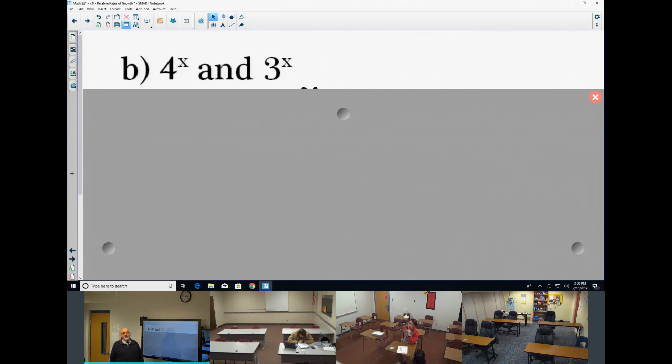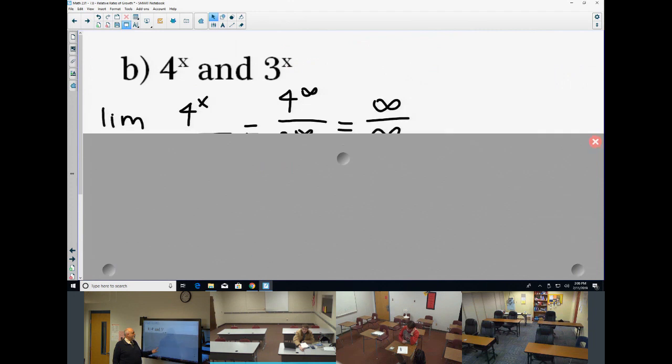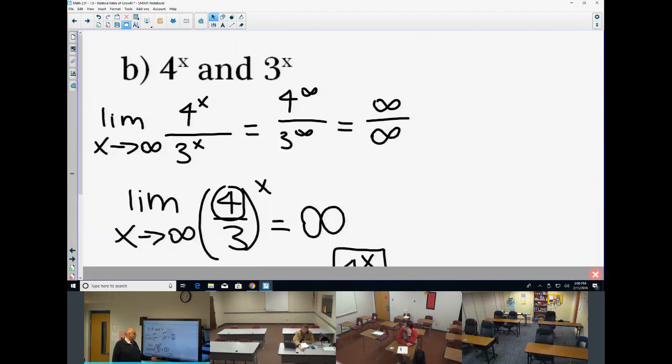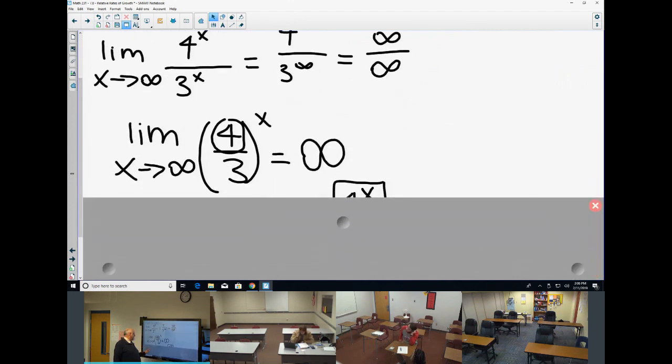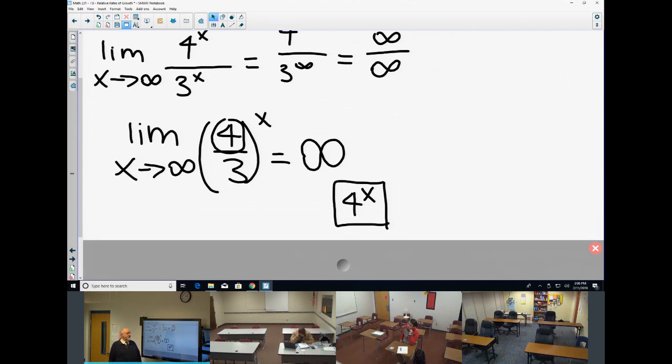All right, so Weston, what do you think? 4 to the x grows faster. 4 to the x grows faster. Okay? So 4 to the x grows faster. All right, any questions?